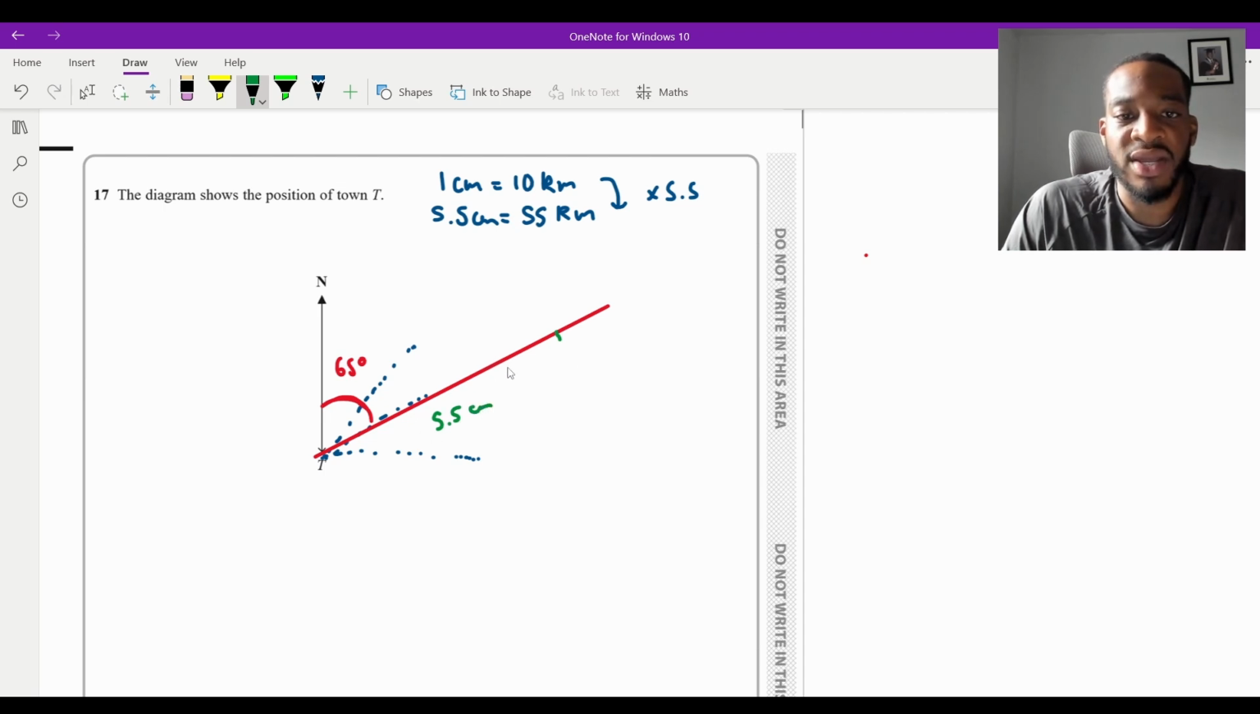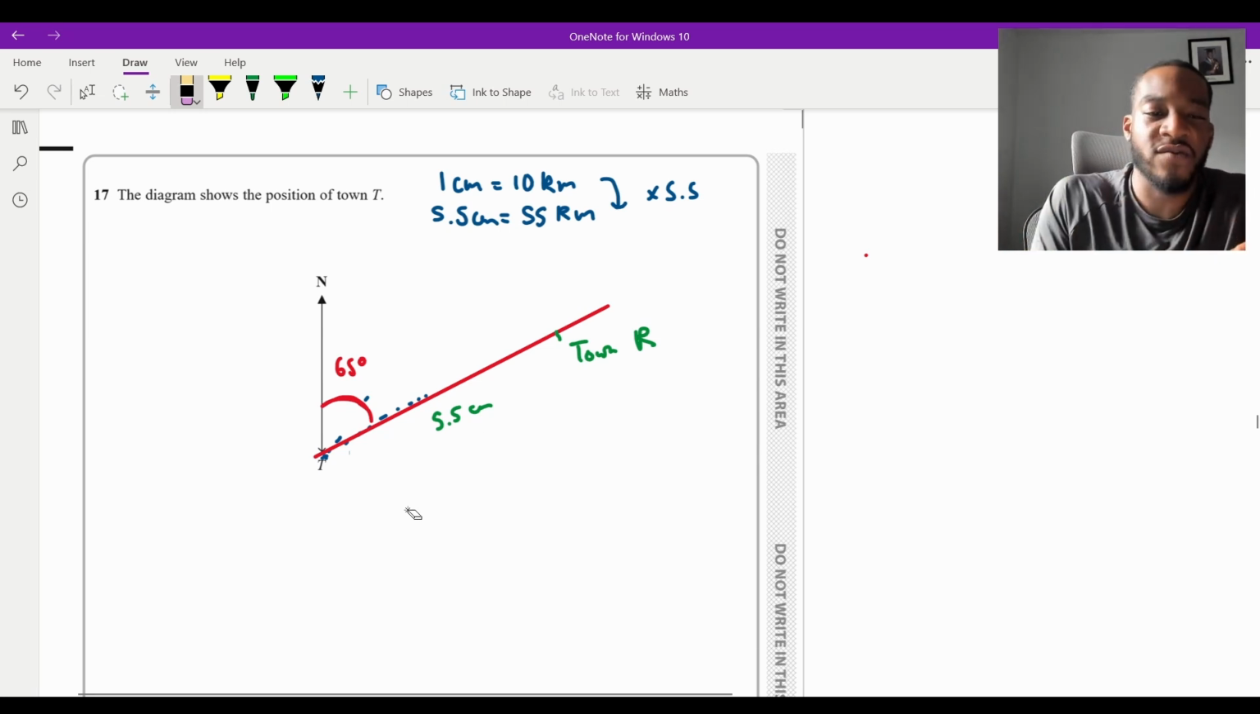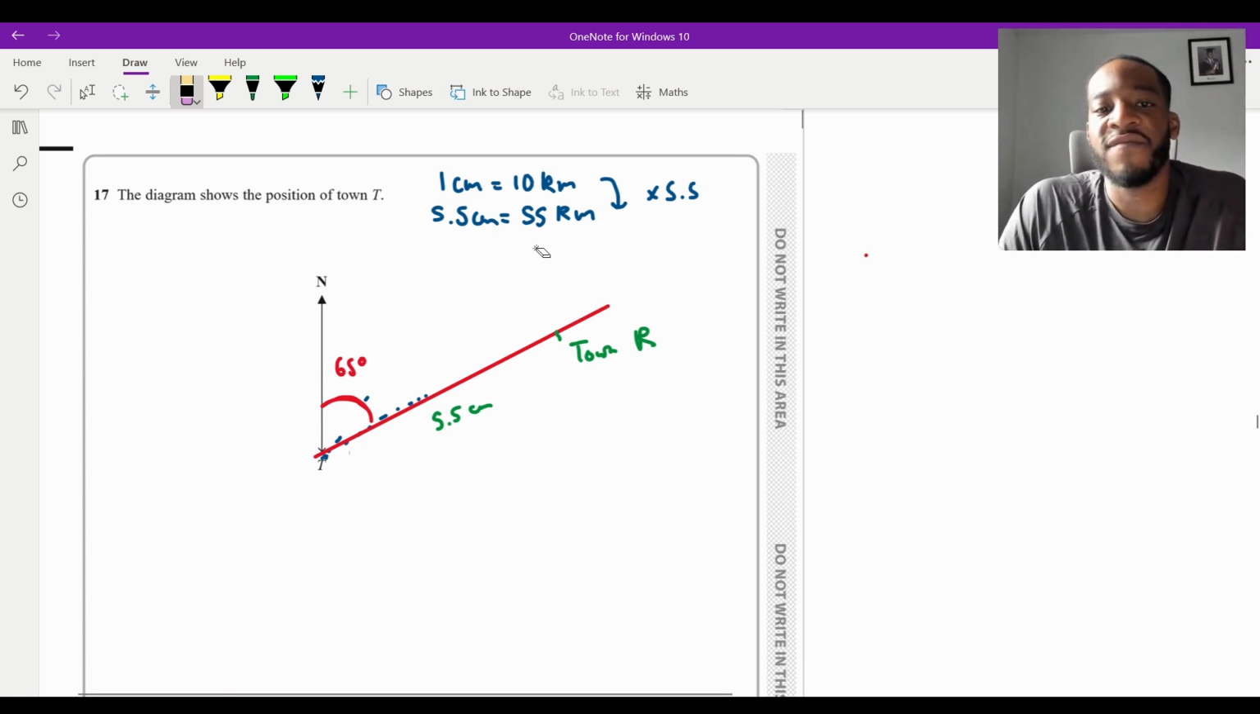So that would mean that you're going to label this as the town R right there. And obviously I can just rub out these lines here, so it's just easier to see. So yeah, that would pretty much be your answer. But obviously in the real exam, you'd have your protractor, which you'd be able to accurately measure 65 degrees, but it's probably going to be around there. And then obviously you'd work out how far 55 kilometers is in terms of centimeters, which is 5.5 centimeters. So you'd measure 5.5 centimeters here, and then wherever you get to would be a town R. So that would pretty much be it. So I hope that makes sense for question 16 and 17.